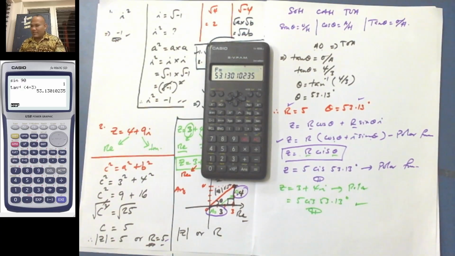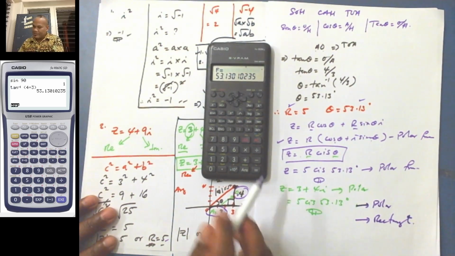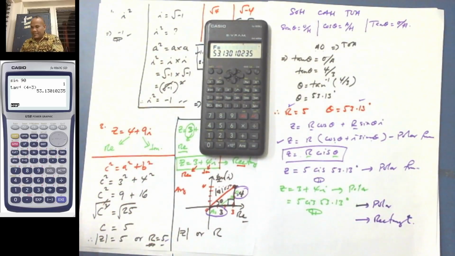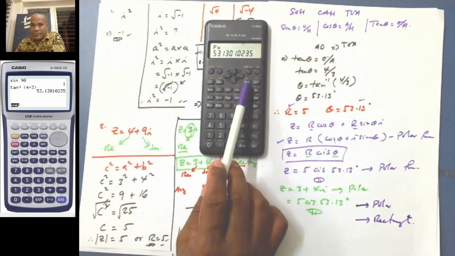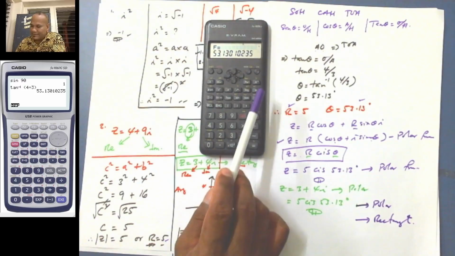Okay, let's try and convert. If polar form is given and you want to convert it back to rectangular form, how can we do that? Going back to here, same process. You'll notice that the button above the pole is called rec.